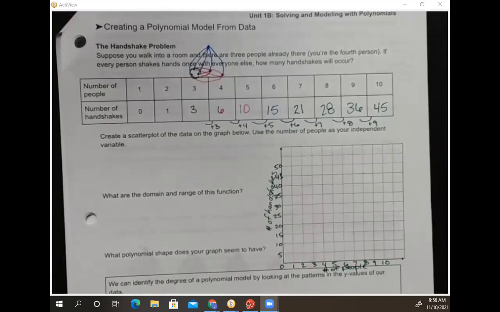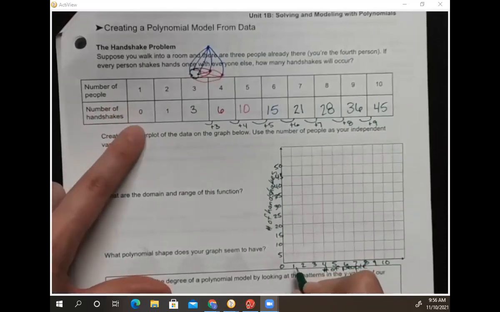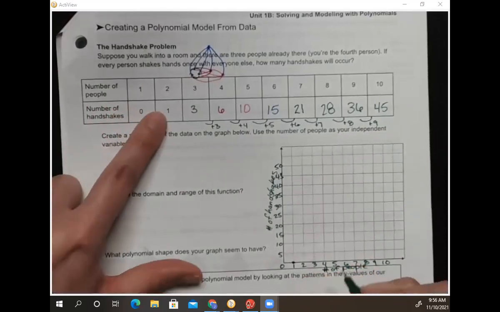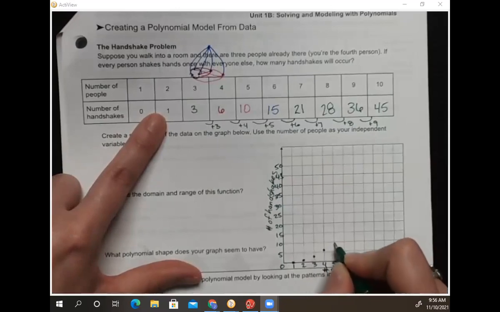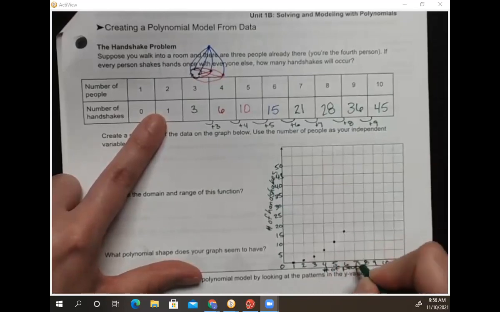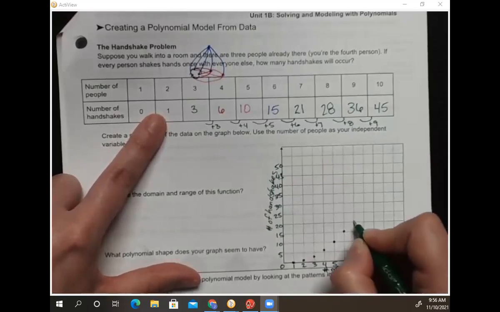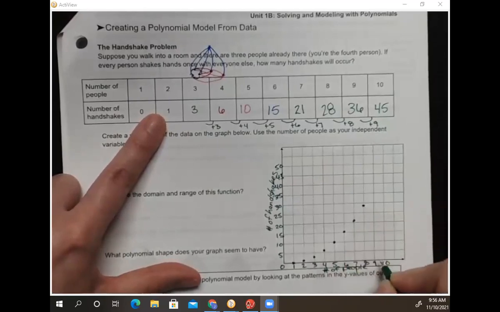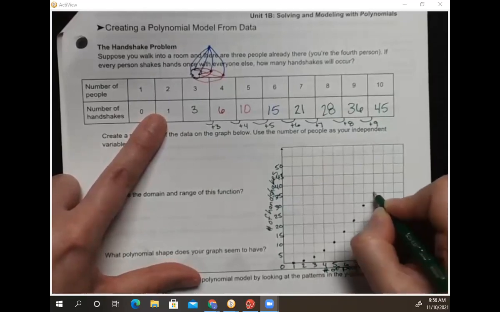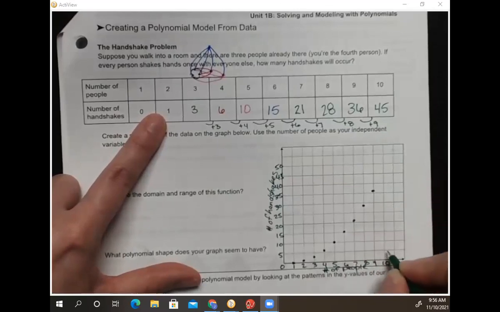And then I'm going to plot my data. So with one person, we had zero handshakes. With two people, we had one handshake. 3, 3. 4, 6. 5, 10. 6, 15. 7, 21. 8, 28. 9, 36.